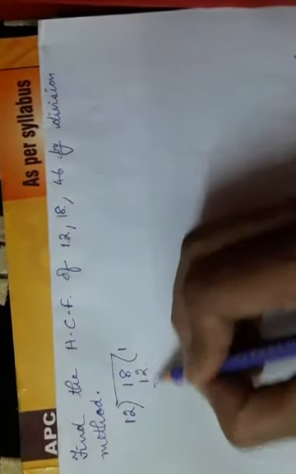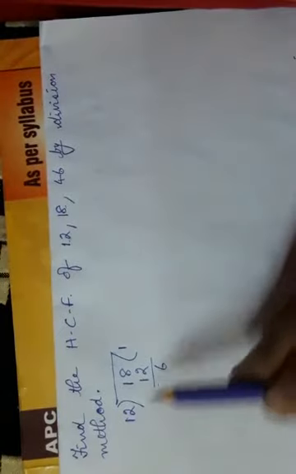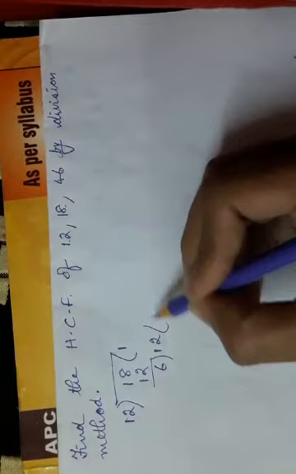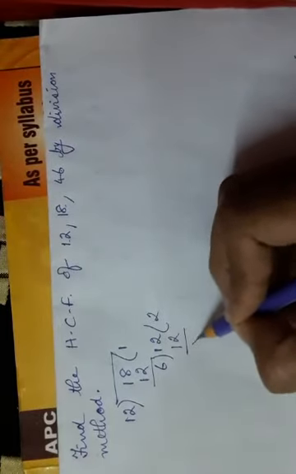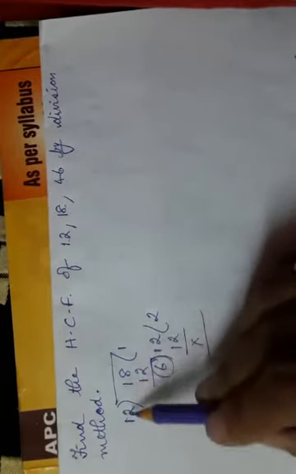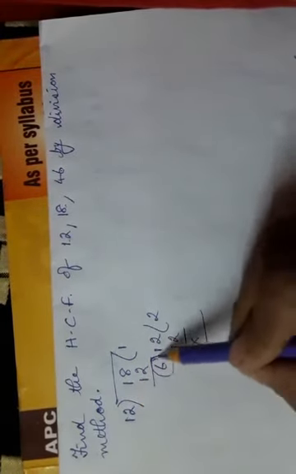Okay. So how do we have to do it? 12 ones are 12. Now 6. Now what do we have to do? This 12 we have to bring here. Now again 6 twos are 12. Now it ends. So this is our answer. Between these two numbers, 12 and 18, the answer is 6.